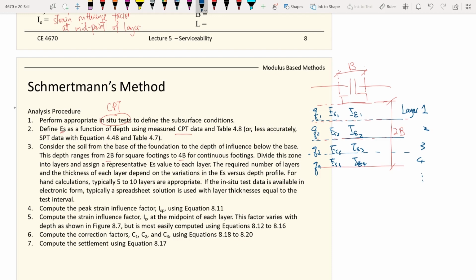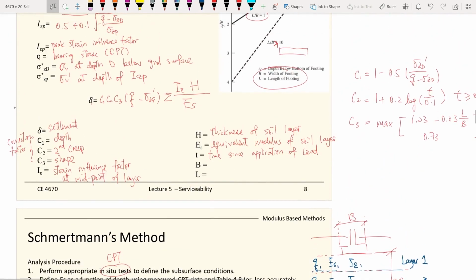If you have an automated spreadsheet, you can divide this into many layers. But if you're doing hand calculations, for example homework or exams, I think 5 or 6 layers would be fine, just for education purposes. Next, you also need to find the C1, C2, C3 parameters, and at the end of the day, once you find all the information, you can use these equations to solve for the settlements for your sand site.